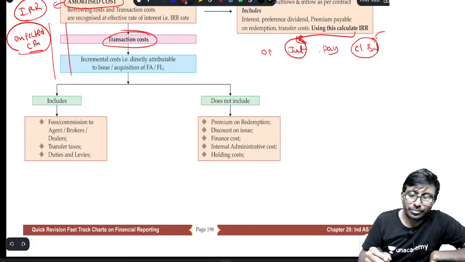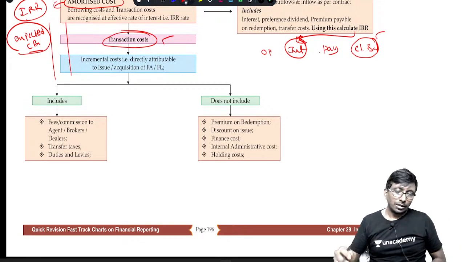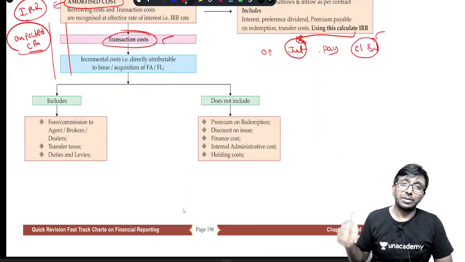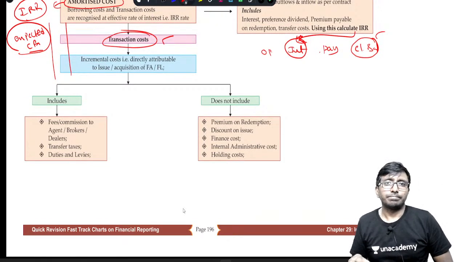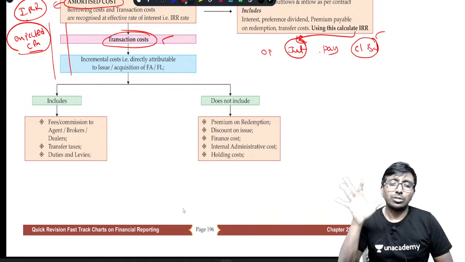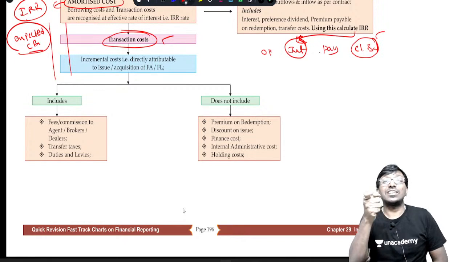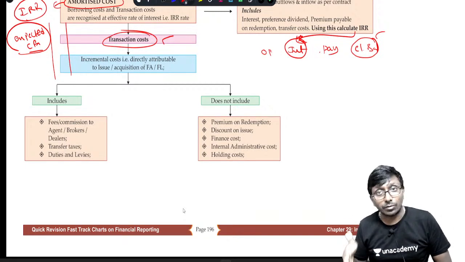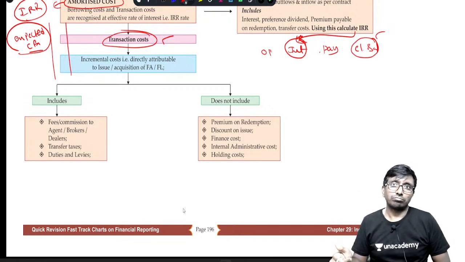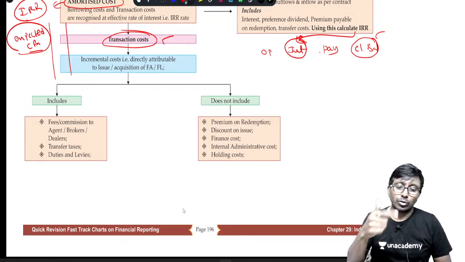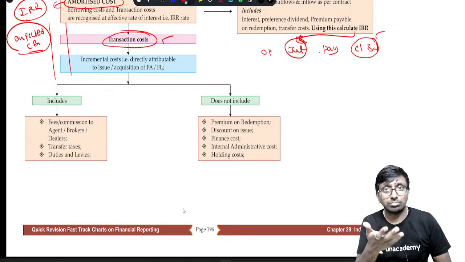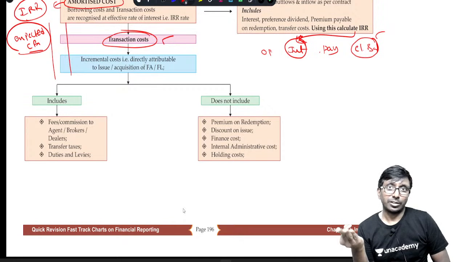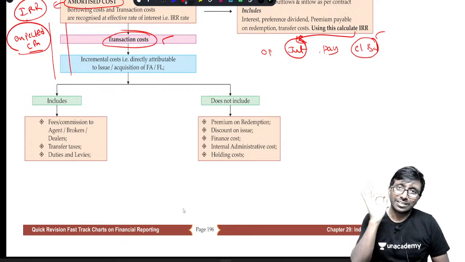Next, one more concept. There are transaction costs and so on. I will explain transaction cost, and in the next session we'll look at the remaining part of it. Transaction cost means what? Which are directly attributable, or another word to say, which are incremental. What is incremental? Sir, I have incurred this because of the debenture issued. If I had not issued the debenture, I would not have incurred this. That means debenture issue expenses, brokerage you paid, legal fees you paid, whatever professional fees you have paid, all those things are transaction costs.